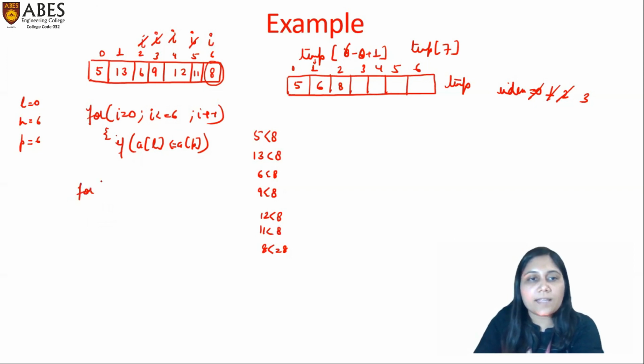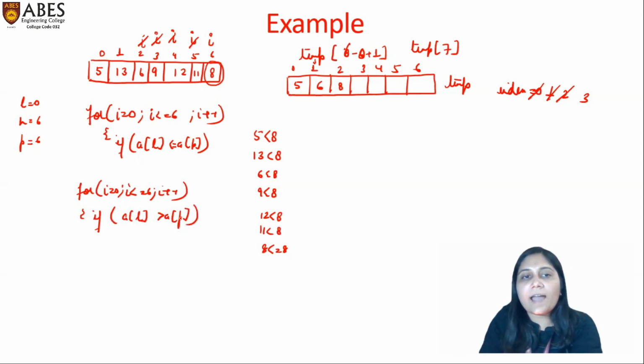Now my next loop says I equals to 0, I less than or equal to 6, I plus plus. Again, if A of L is greater than A of P, because equality I have already considered, there is no point in considering anything else. Right? Now see, if I have to check both this one, you can go for it.